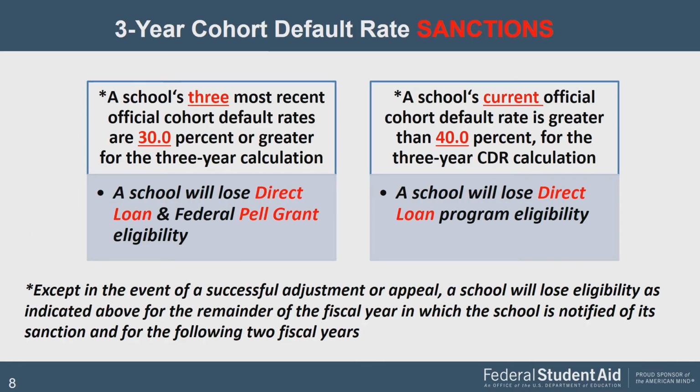Now, for those individual institutions who are deemed subject to sanctions, if you fall within a specific range, it will be deemed as 3 years over 30%, which means you could potentially lose your Direct Loan eligibility and your Pell Grant eligibility. And if you are deemed as 1 year over 40%, you run the risk of losing your Direct Loan eligibility only.